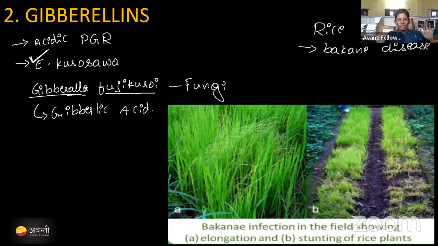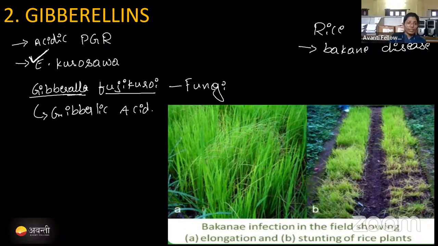This is about a historical background. There was a scientist called E. Kurosawa. He identified that the rice plant had got a disease called Bakanae disease. And how did this Bakanae disease come about? That is because of the fungus called Gibberella fujikuroi. And this fungus is causing the disease because it was having an acid called gibberellic acid. So this is how we got to know about gibberellins or gibberellic acid.